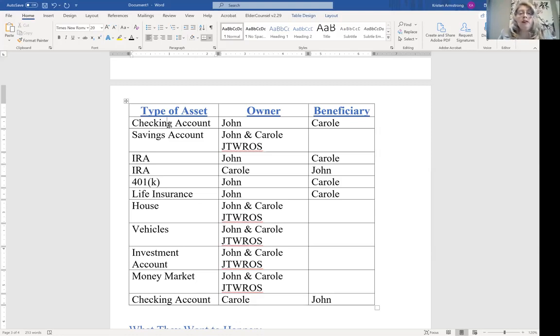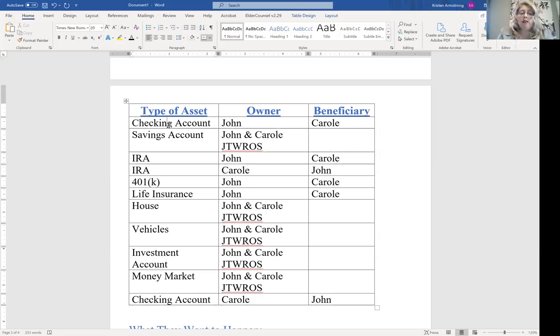Now, I will stop here and say it's a common misconception. If you ask somebody, sometimes they will say, we're both joint owners on all of our accounts. But what they fail to recognize is that IRA stands for Individual Retirement Account, meaning that account can only be in the name of one person. Thus, that is why John is the only owner of the IRA and Carol is only the owner of her respective IRA. It can never be John and Carol. It can only be one.